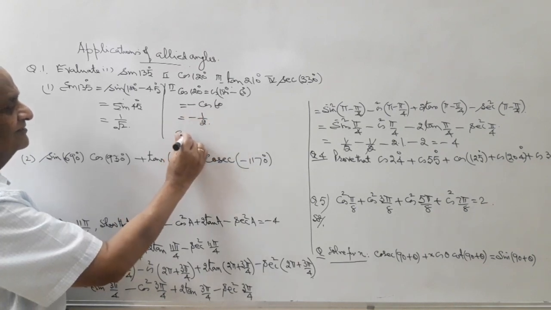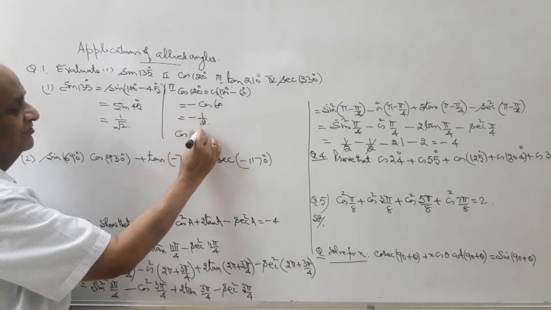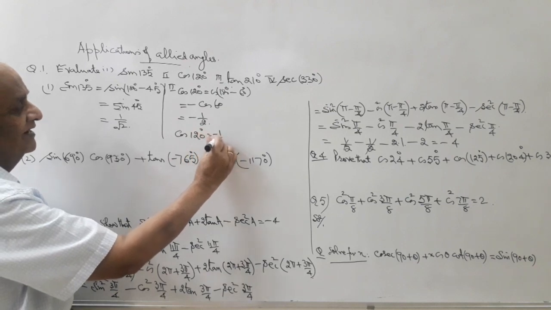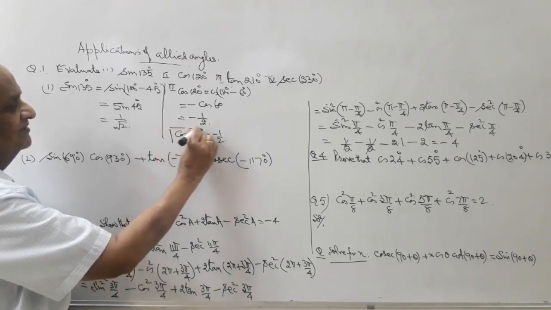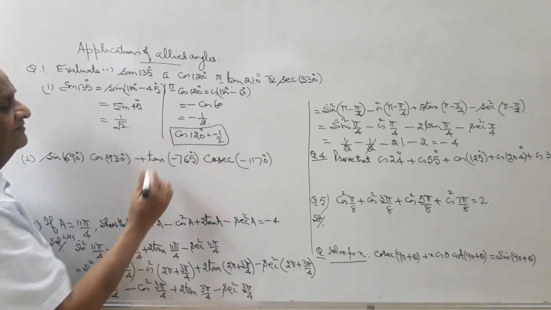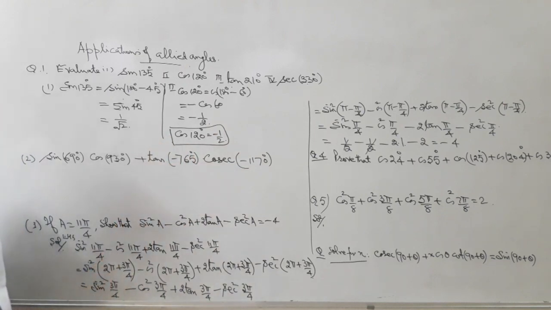So I must advise all of you that you just try to remember it also, that cos 120 is minus half. As we remember, sin 30 is half, cos 30 under root 3 by 2 and so on. In the same way, here we shall remember that the cos 120 is minus half.